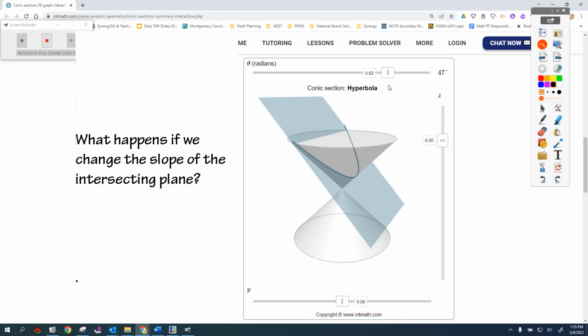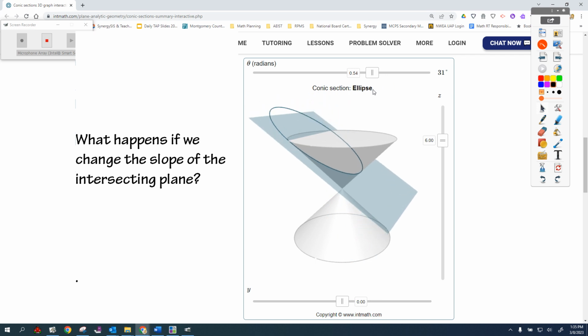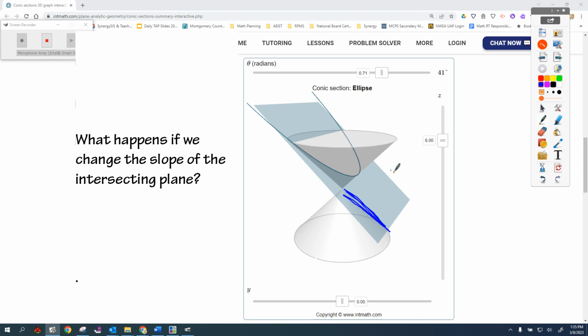And a parabola is formed basically when the slope of the plane is the same as the slope of the slant. So whenever this plane, see this slant right here? When the slant is the same as the plane, that is when I just get a parabola. So right now it says ellipse because it's not the same, I get it to one point, there you go. So it's right at about 45 degrees. That means the slant of that cone is at 45 degrees. And now my plane is also set at 45 degrees. So therefore I get what's called a parabola.